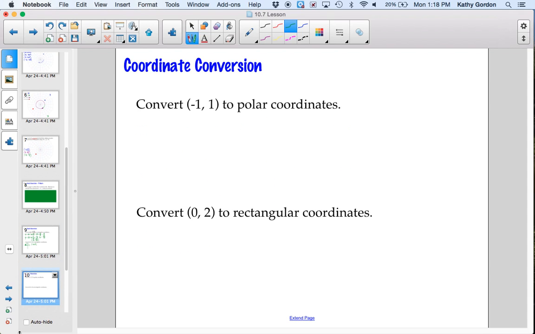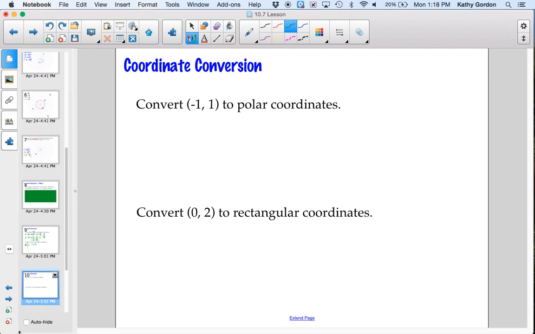How about the other way? Now I'm giving you the rectangular coordinates, and you want to come up with what the polar coordinates are. So if I'm at negative 1, positive 1, there could be multiple answers.